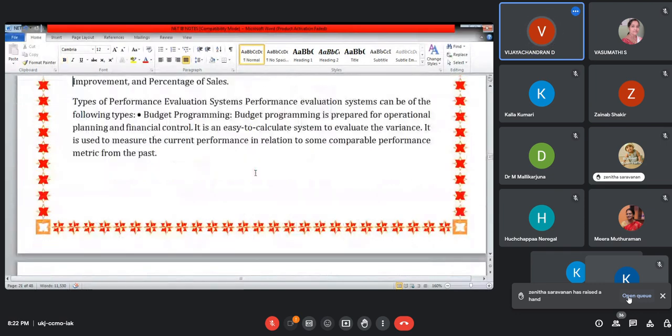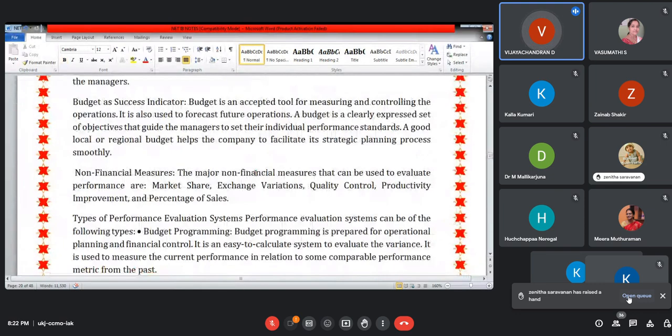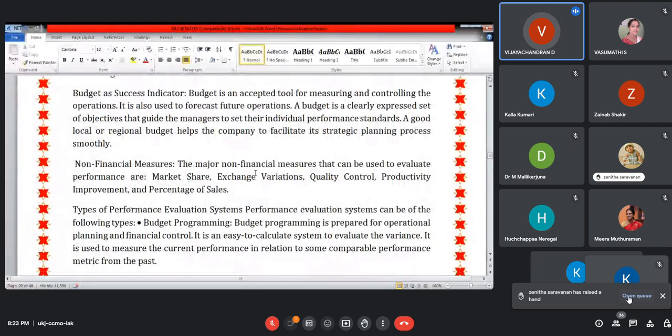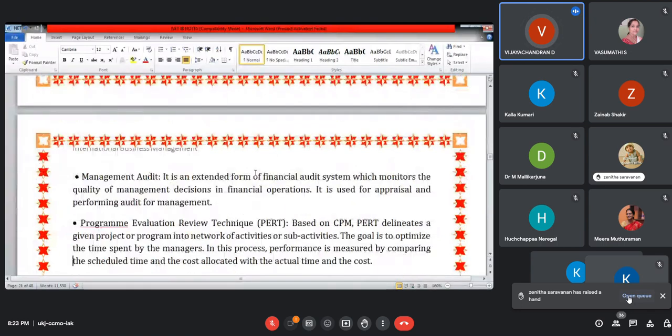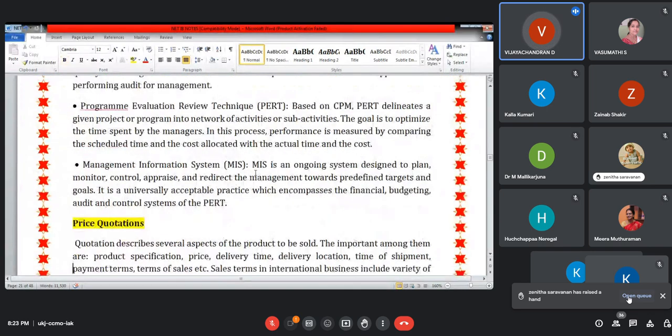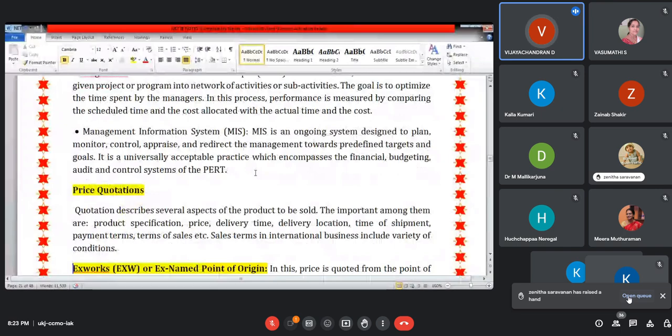Next, I'm moving on to the ways you have to analyze foreign trade. Before entering into foreign trade, what are the ways you have to analyze? ROI, return on investment. Also, you have to see the budget, so you have to do a cost benefit analysis. Not only the monetary benefit but also non-monetary benefits, like quality control, productivity improvement, and market share. Everything you have to see before going for international trade, including management audit, program evaluation review technique, and MIS, management information system.